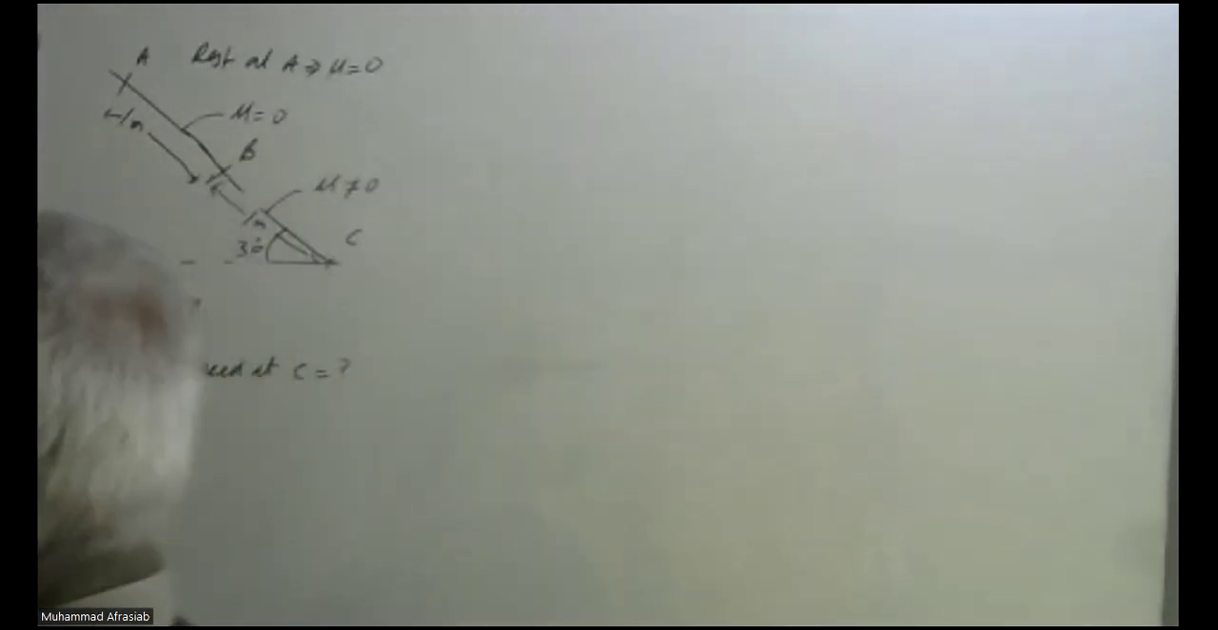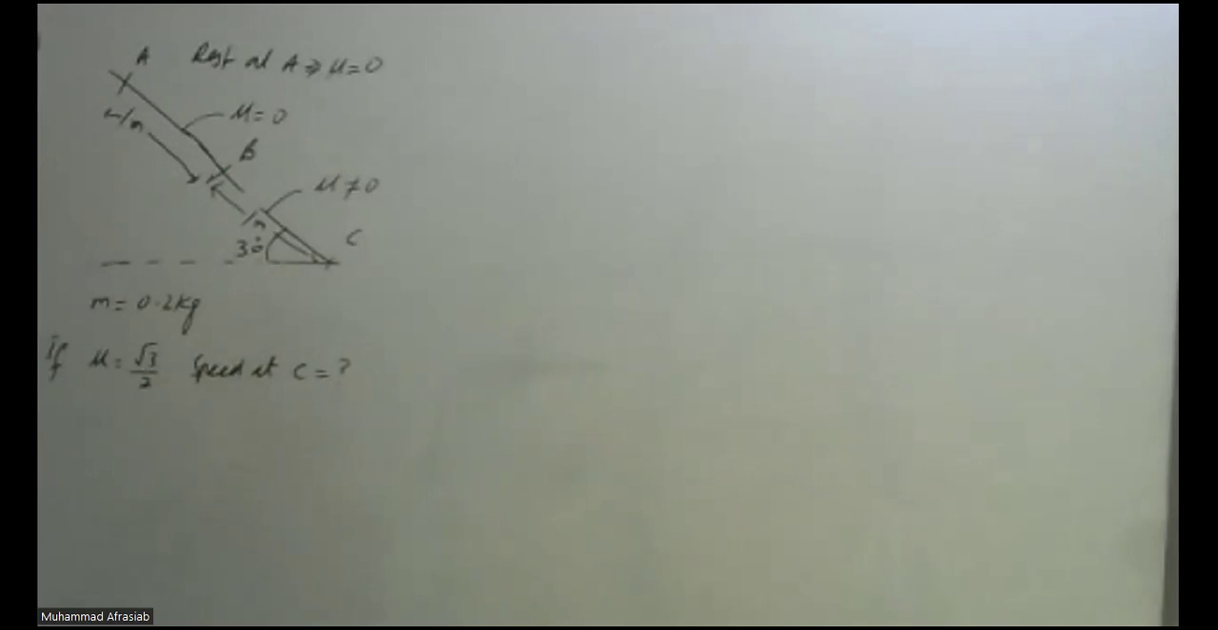Since it is a plane inclined at 30 degrees to the horizontal, from A to B the distance is 1 meter and from B to C the distance is also 1 meter. AB is smooth, so the coefficient of friction there is 0, and B to C is rough, so the coefficient of friction is not equal to 0. And now we have to calculate the speed at C.